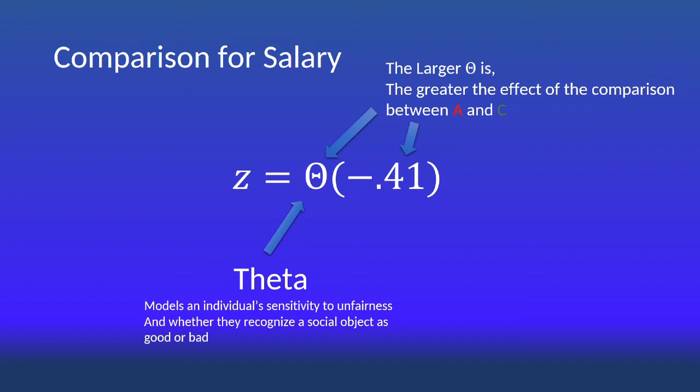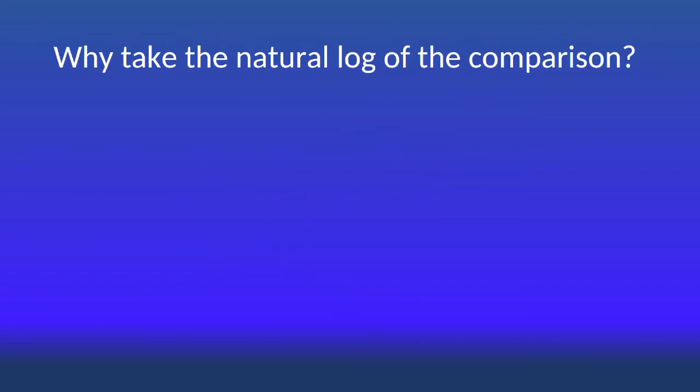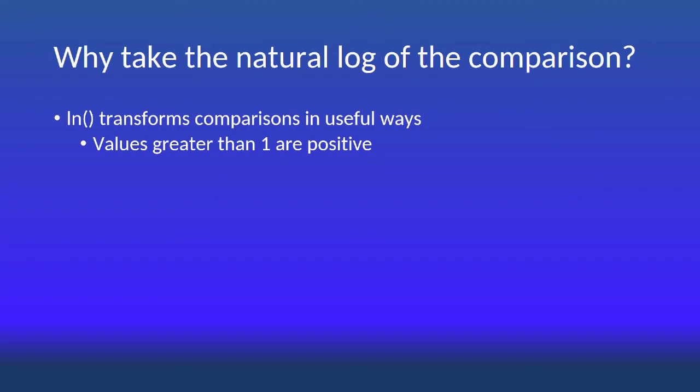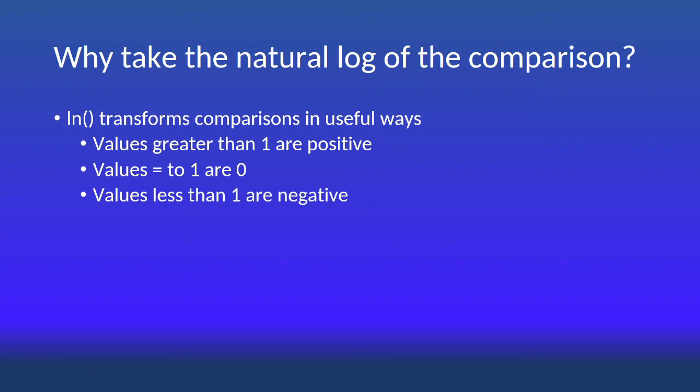Okay, so why do we take the natural log of the ratio of A to C? Well, this actually does two important things. First, it transforms the sign of the ratio in a conceptually appropriate way. The natural log of values greater than 1 is positive, and the natural log of 1 is 0. Finally, the natural log of values less than 1 is negative. This property of logs is useful for modeling comparisons.